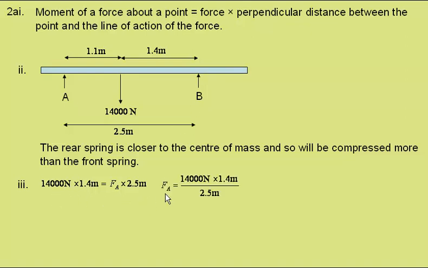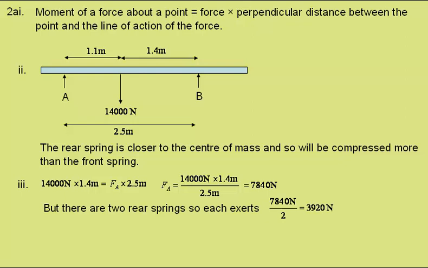Rearranging for force A, we get this expression, giving 7,840 newtons. But this is shared between 2 rear springs, so each spring exerts half this force at 3,920 newtons.